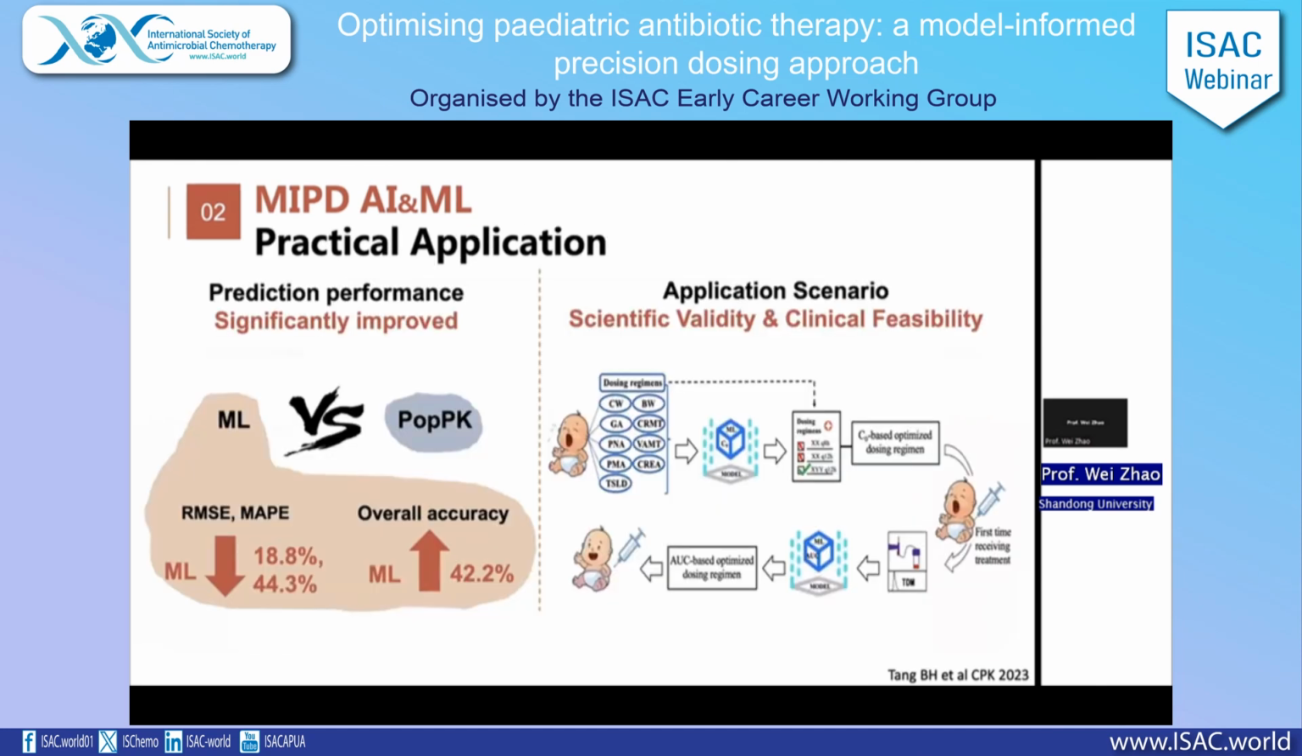And based on this methodology, we show, for example, for vancomycin, the initial dose can be predicted using the machine learning model based on 9 covariates. And the first improvement can be based on the first monitoring concentration. So this scenario can increase the overall accuracy by more than 40%.